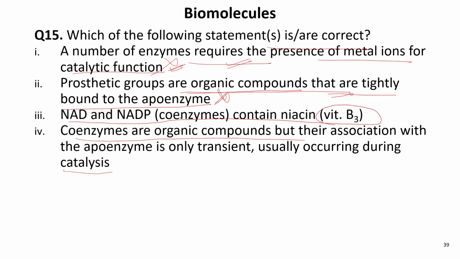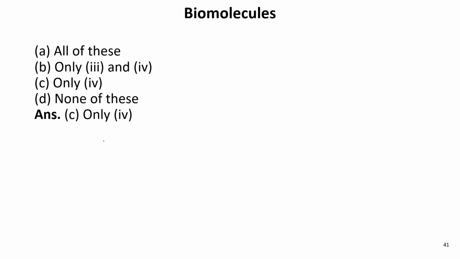NAD and NADP coenzyme contain niacin, that is vitamin B3. It is actually vitamin B12. So this is also incorrect. Coenzyme are the organic compound, but their association with the apoenzyme is only transient, usually occurring during the catalysis. This is the correct statement. So only the fourth statement is correct.